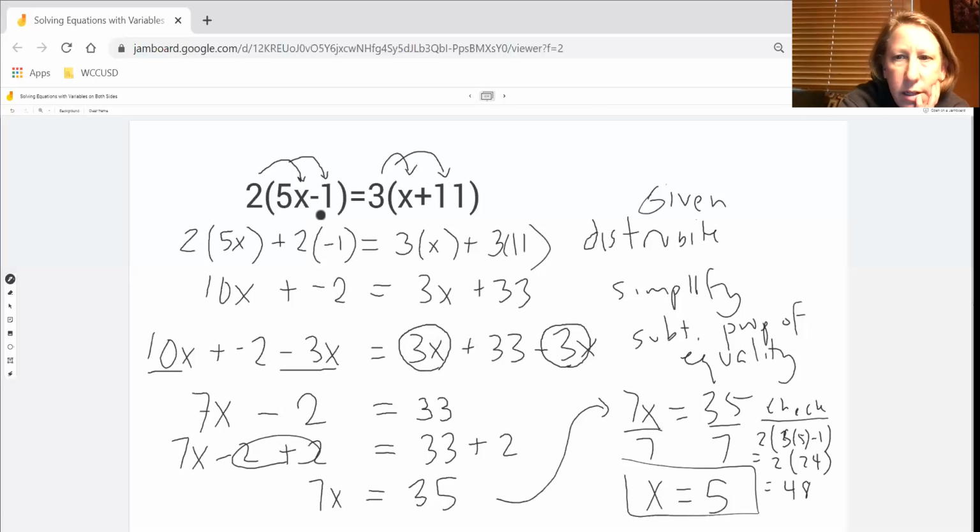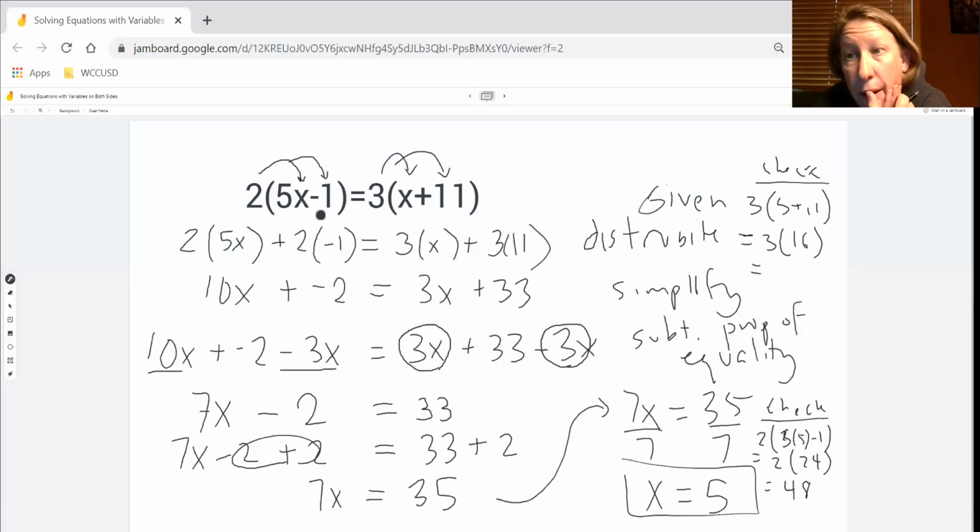How about the other side? I'm going to check the other side too. I'm going to do 3 times 5 plus 11. Okay, 5 and 11 is 16. What's 3 times 16? 48.